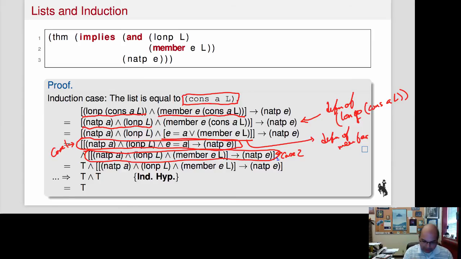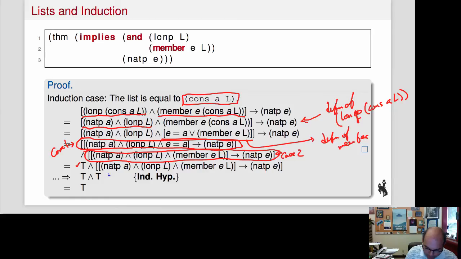Now, case 1 is very easy because the hypothesis is that A is a natural number, and the conclusion is that E is a natural number. But the hypothesis also tells us that A is equal to E. So, of course, E is a natural number. This is obvious; case 1 is just true. But now let's look at case 2. Case 2 tells us that A is a natural number, L is a list of naturals, and E is a member of L.